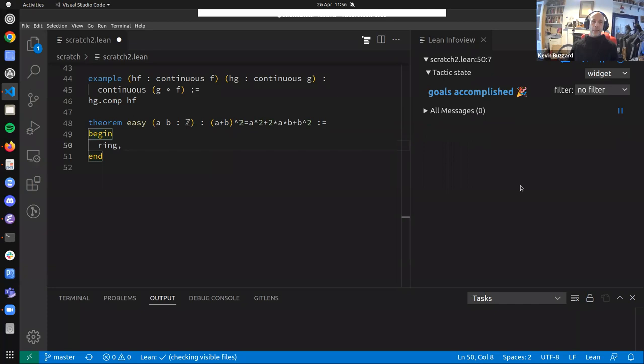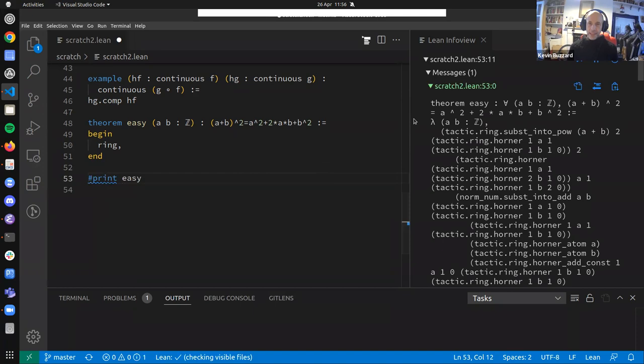And we can guess what it's probably done. It's, you know, expanded out the brackets. It's sorted out all the terms. And it's realized it can do it. So now let's actually have a look at the computer proof. And here it is. That's completely incomprehensible.